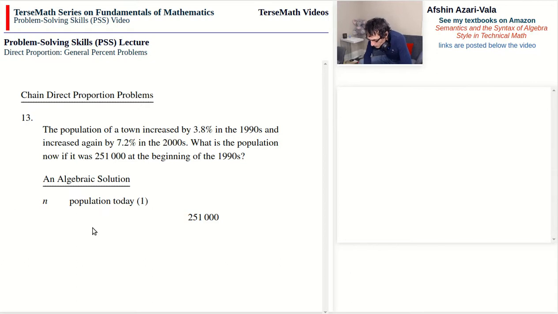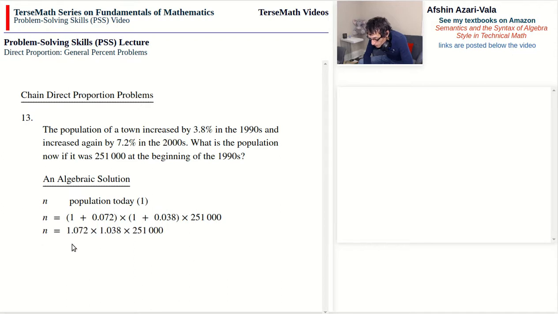Now, I'm leaving a bit of white space on the left side in anticipation that I will be working by 100% plus 3.8% and then 100% plus 7.2%. So this is the population at the beginning of the 1990s, and if we find 103.8% of that, then we have found the population at the end of the 1990s, which is the population at the beginning of the 2000s. And then we multiply this by 107.2% to find the population at the end of the 2000s. That's equal to the population today.